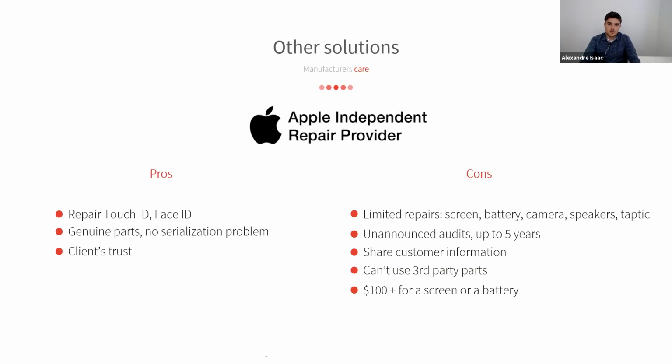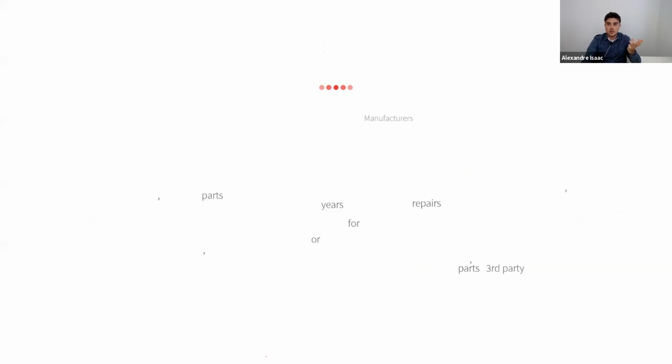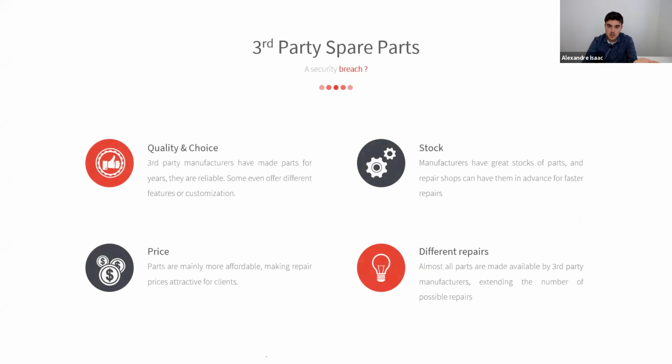One of the biggest problems with serialized parts is not using third-party spare parts. Today, most of the spare parts that are installed on phones that we actually repair are made by third-party manufacturers, mostly in China. We like these parts because, first of all, they've been produced for years now. If you look at iPhone 3 or even iPhone 4, they've already had factories building all these spare parts. So nowadays they have some really good quality spare parts, and even some of them offer new features.